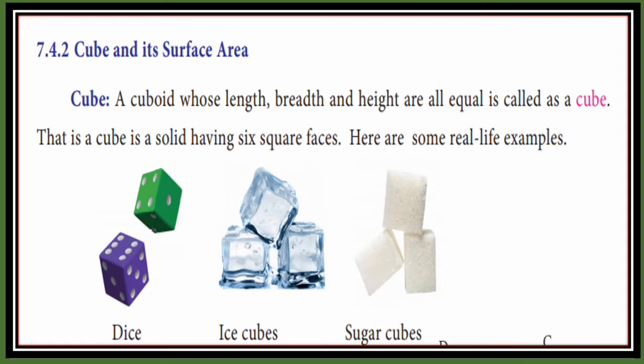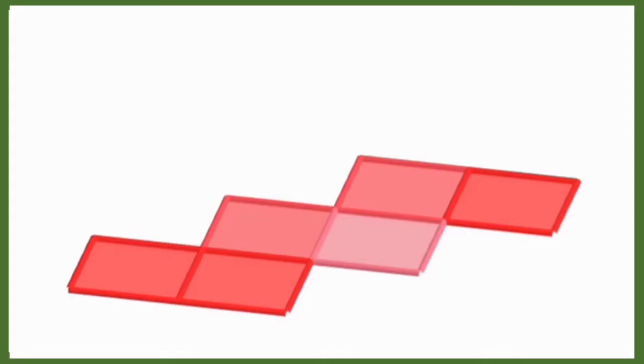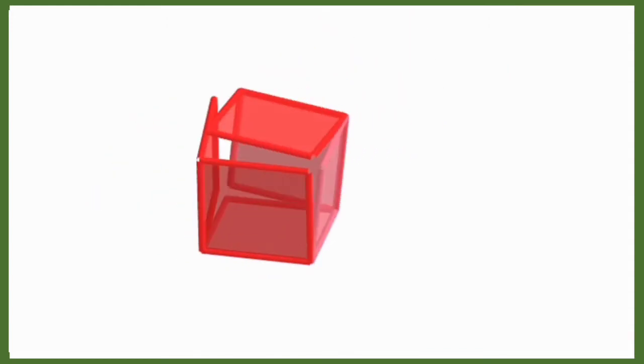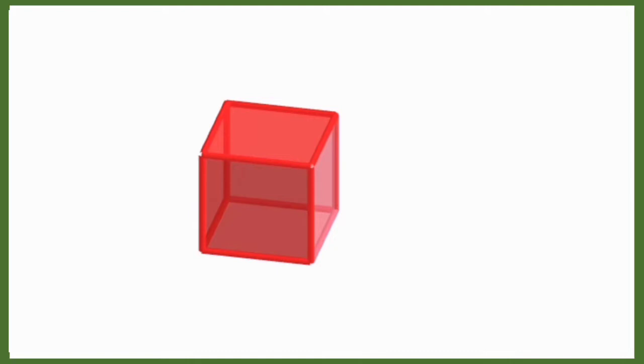Let us see the formation of a cube and its properties. A cube is a three-dimensional solid shape. It is one of the simplest shapes in three-dimensional space. It is also said to be a regular hexahedron. It has all its faces in square shape. All the faces or sides have equal dimensions.